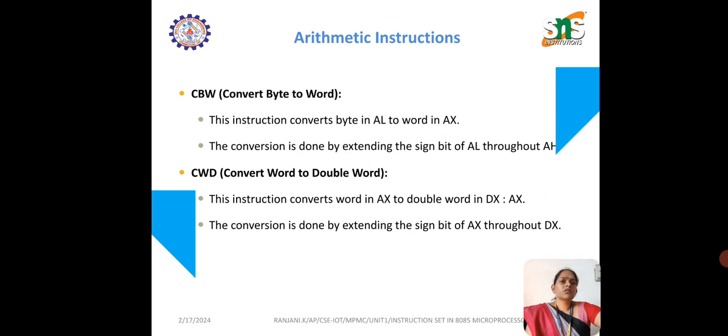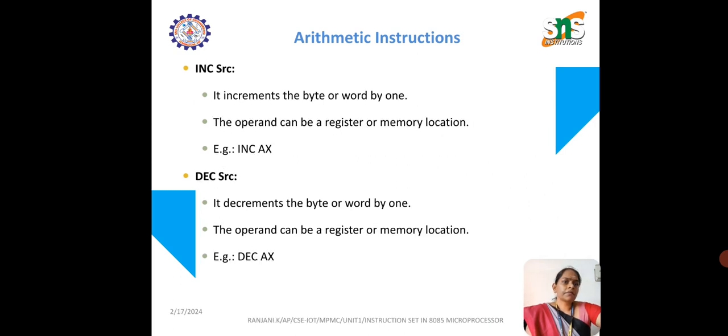So next one is your CWD. The CWD is something that converts word to double word. So here the instruction converts the word in AX to the double word in DX. The conversion is done by extending the sign bit of AX through DX.